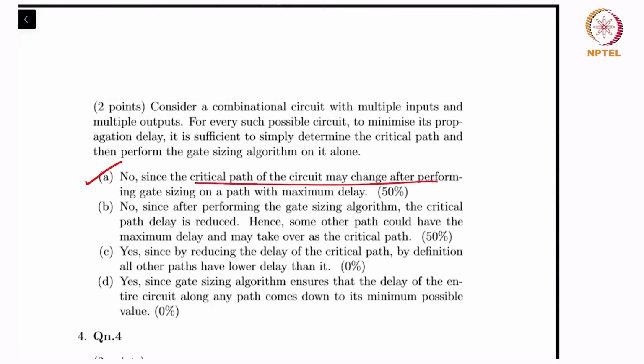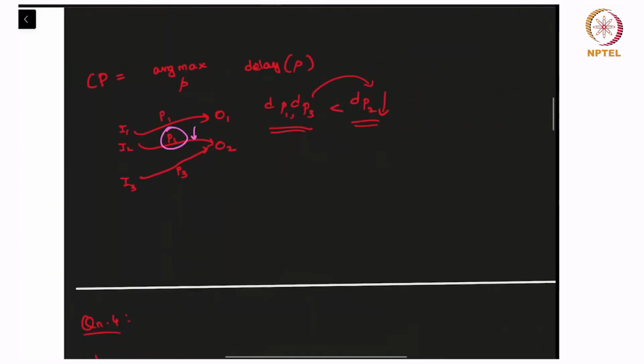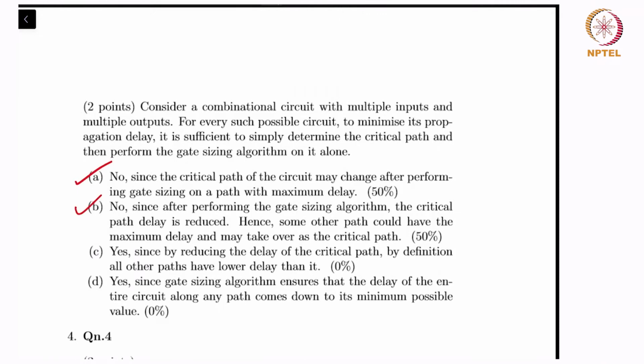The critical path of the circuit may change after performing gate sizing on the path with maximal delay, right? And the second option, some other path may take over as the critical path. Same thing, right? After you perform the gate sizing algorithm, the critical path delay reduces. But the other path delays need not change because you've only done the gate sizing on this path, let's say P2. P1, P3 delays will potentially just stay the same. So therefore, this option is also correct.